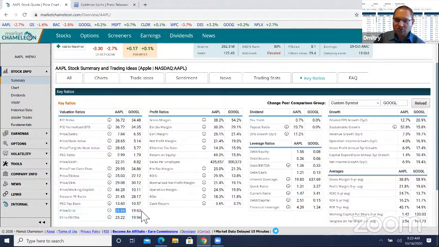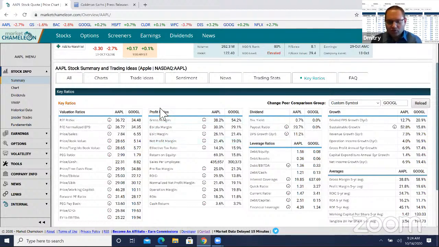Price to cash flow from operations, 26.84, 19.63. Enterprise value to EBITDA, 25.22, 19.4. So we could see, at least from this analysis really quickly, we see Apple's a little bit more richly priced than Google. So let's take a look at the other analytics.